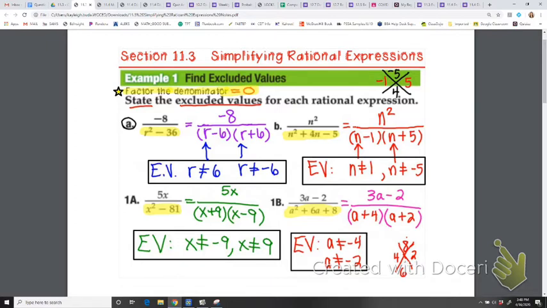1b, down below, we have another trinomial, a squared plus 6a plus 8. So I need to think of 2 numbers that multiply to 8 but also add to 6, which are 4 and 2. So that factors into a plus 4 and a plus 2, and the values that a cannot be, otherwise that denominator would be 0, are a negative 4 and a negative 2.